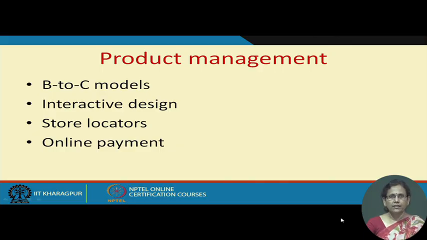Now, you can also provide various interactive designs in your website, so that in the presence of a person or with a specially designed software agent, customers can interact with the company. Then you can provide your store locators, the physical store locators over a map, and sometimes even if your customer is mobile and has allowed sharing his location, then wherever he is located, whatever store is around that area can also be shown.